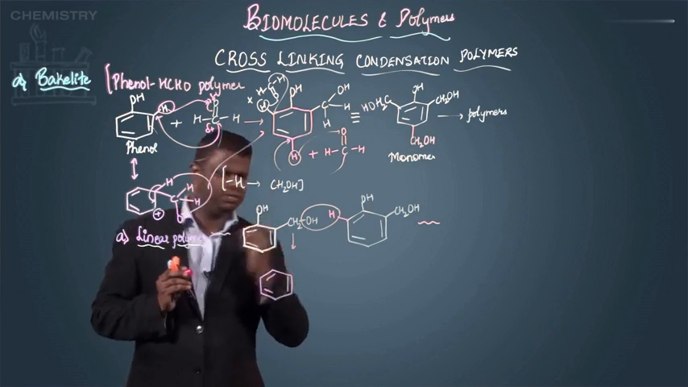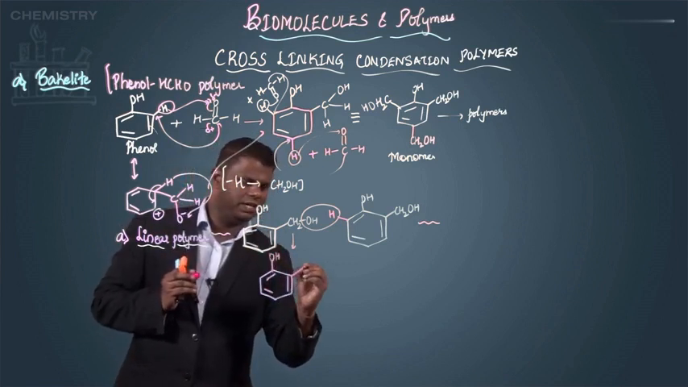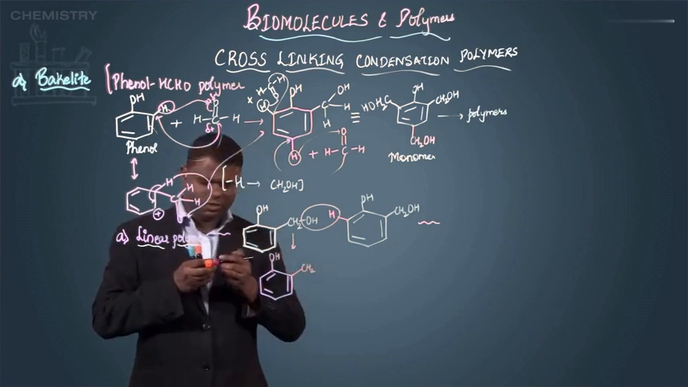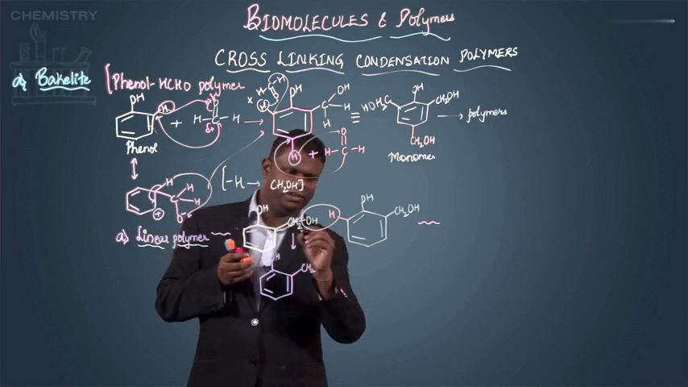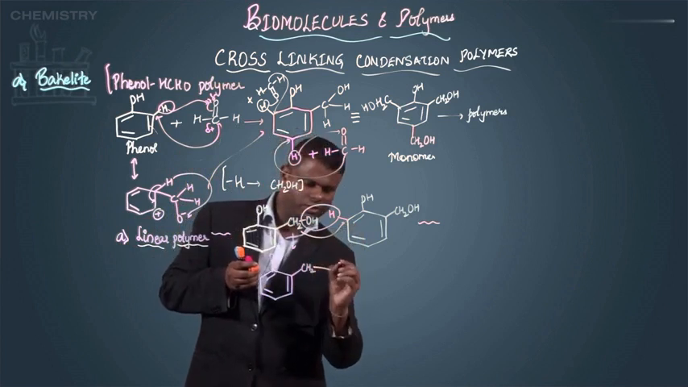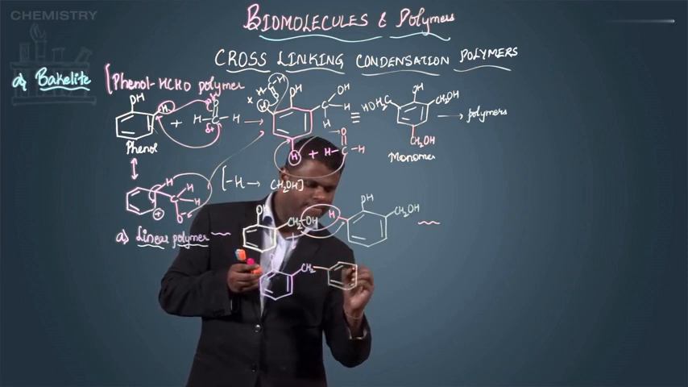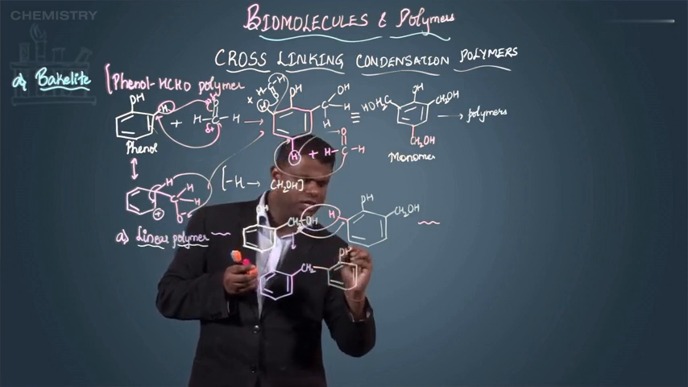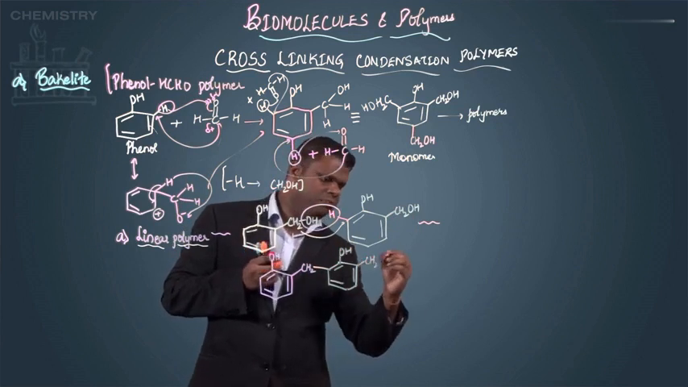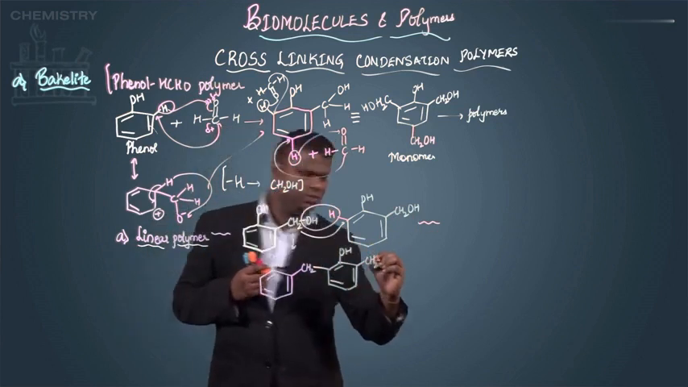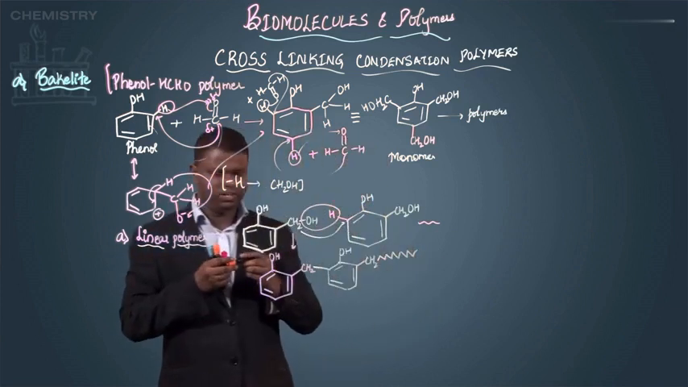So let's draw the benzene ring first. This is connected to OH, right? And then this is connected to CH2. So this CH2 is now connected to another benzene ring. So you have another benzene ring. Okay, this is connected to OH. Now this is connected to CH2, right? That means it is going to form more rings like this. So we write a line like this, indicating the formation of a polymer.